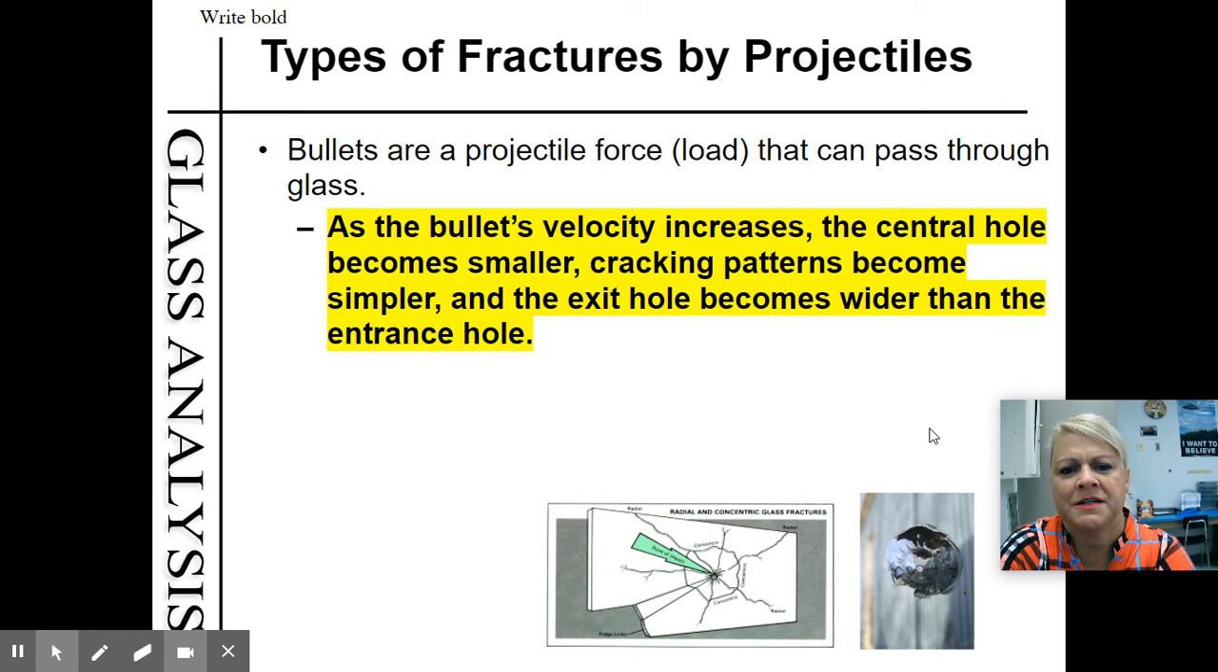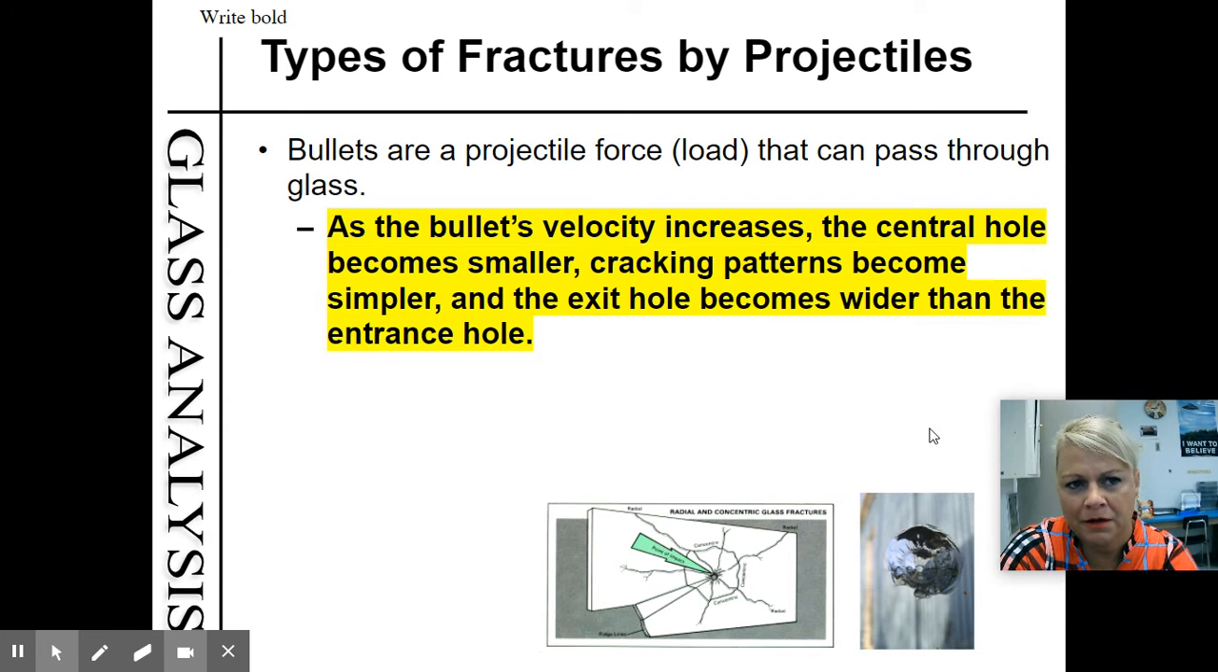Fractures by projectiles, again going back to bullets. As the bullet's velocity increases, the central hole becomes smaller, cracking patterns become simpler, and the exit hole becomes wider than the entrance hole. So one of the ways that you can see if it came from the inside or the outside is that the exit hole is going to be bigger than the entrance hole.